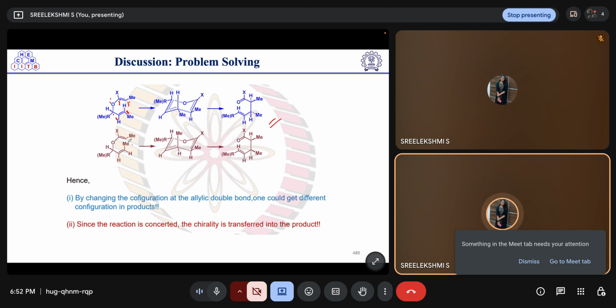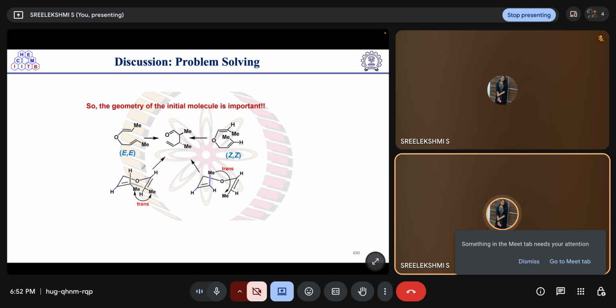If we see this example, what is the major difference? Here both the protons are in cis fashion, and here it is trans, so it will give this particular product. So if we change the configuration at this allylic double bond, we can get a different configuration in the product. Since the reaction is concerted, the chirality is transferred into the product. Whatever chirality is already in the starting material will be directly transferred into the product as well.